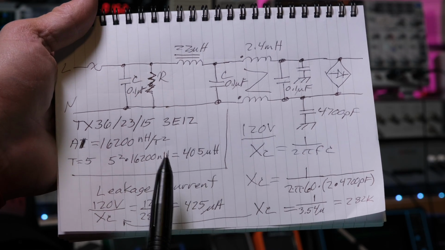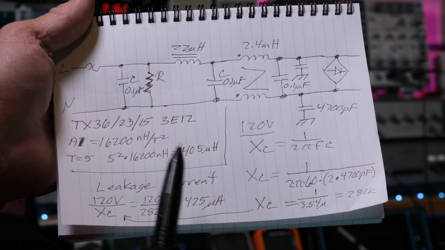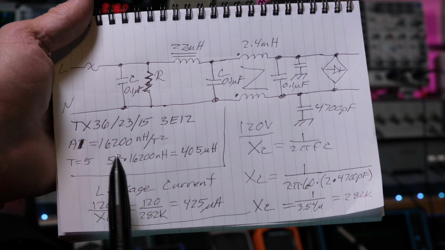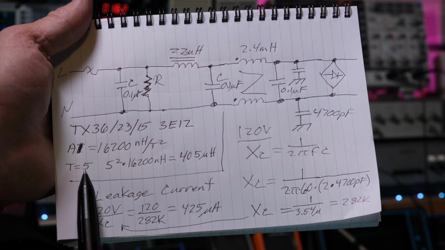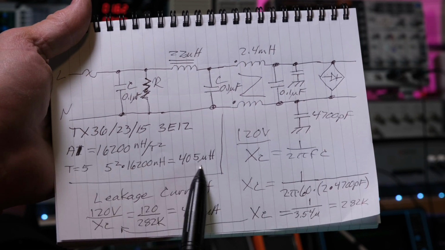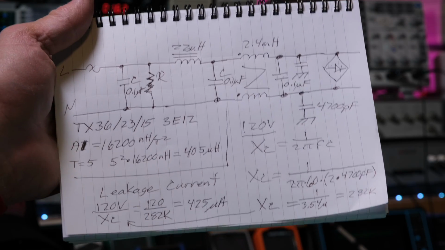Now, if we put them in series like they would be in a common mode choke, it actually comes out to 4 times that, right? So it'd be 10 turns. 10 squared is 100. So instead of 25, it's 100. So it's 4 times more. Okay?